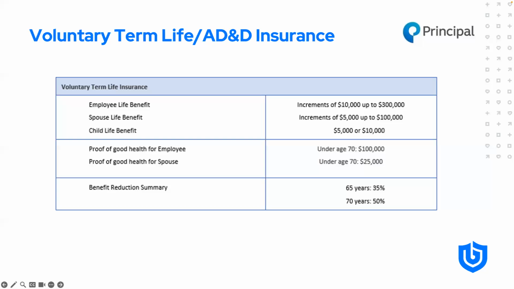The AD&D portion of this benefit pays out if you're injured or pass away due to an accident and is automatically added to the voluntary term life benefit elected. Now, should you elect a benefit amount over the guaranteed issue amounts listed here, Principal will require that health questions be answered. The guaranteed issue amounts can be found in your benefit guide as well as in the online enrollment tool. And the rates vary, like I said, by age and the benefit amount elected. So you will see your rates automatically calculated when going through your enrollment process.